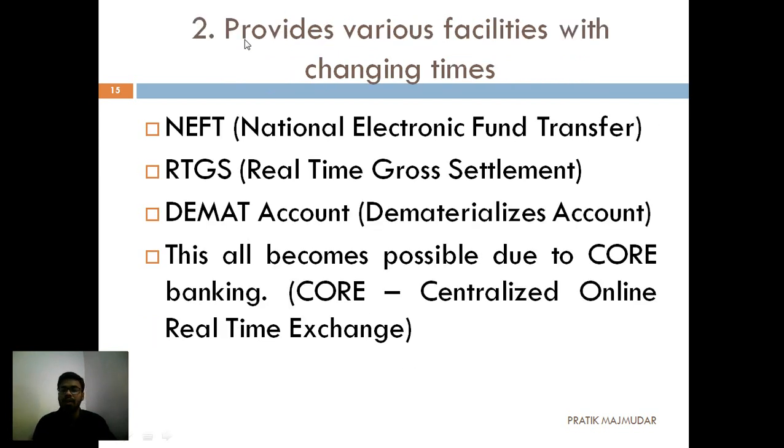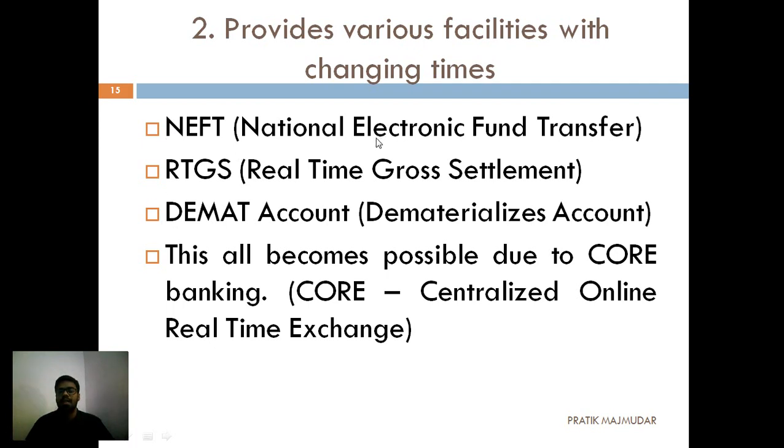Okay. Now next, provides various facilities with changing time. For example, the bank starts work at 10 a.m. in the morning and completes work at 4 p.m. in the afternoon. So within that 6 hours of duration we have to do our banking work. But what if I need to send money to a family member or anyone at midnight? What will I do? So I can use these facilities.